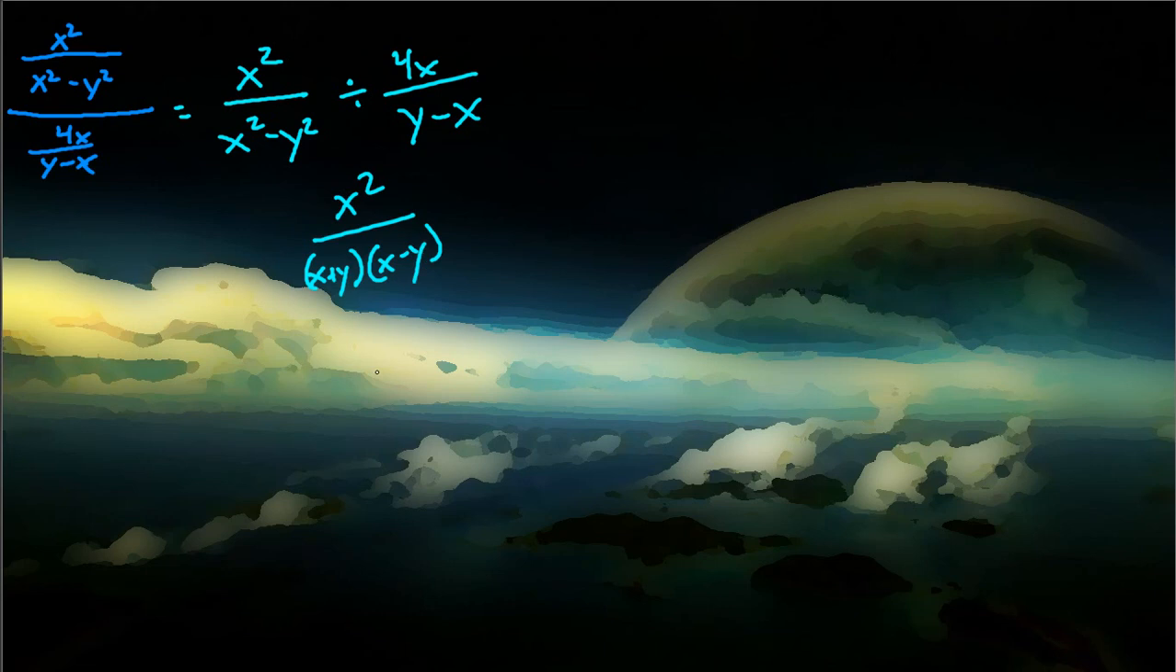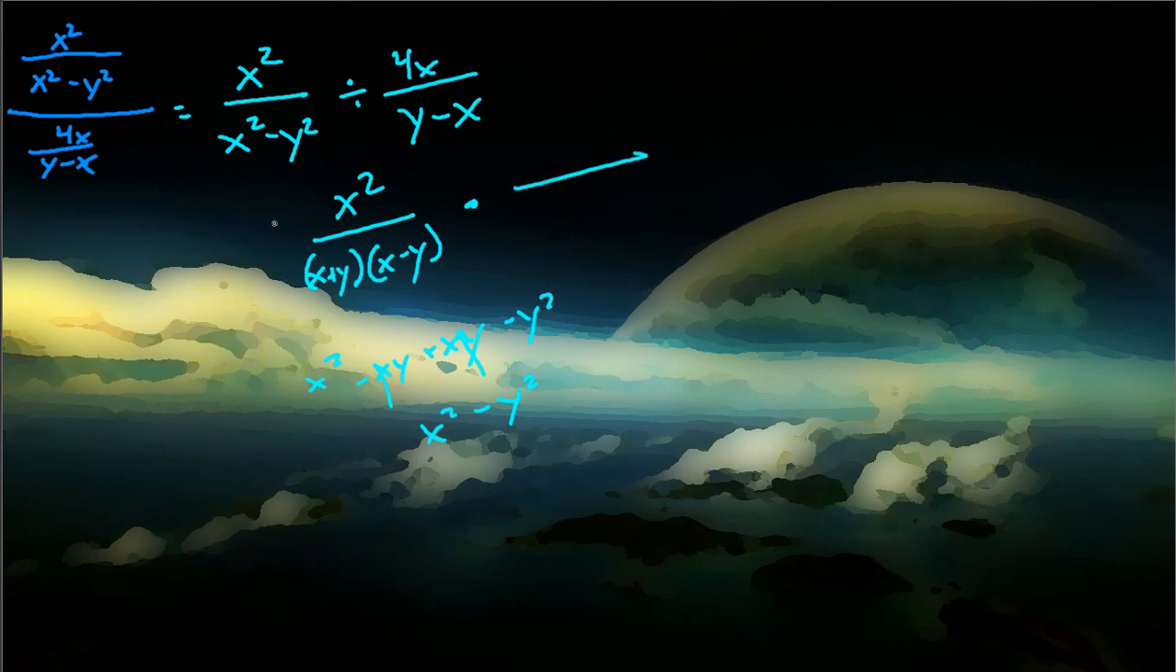Because x times x is x squared. And let's go ahead and prove that. X times x is x squared. X times negative y is negative xy. Y times x is xy. Hope you can see that. And y times negative y is negative y squared. Those two cancel out, and that leaves me with x squared minus y squared. So yes, that does factor right there. Times. Now we're going to flip.